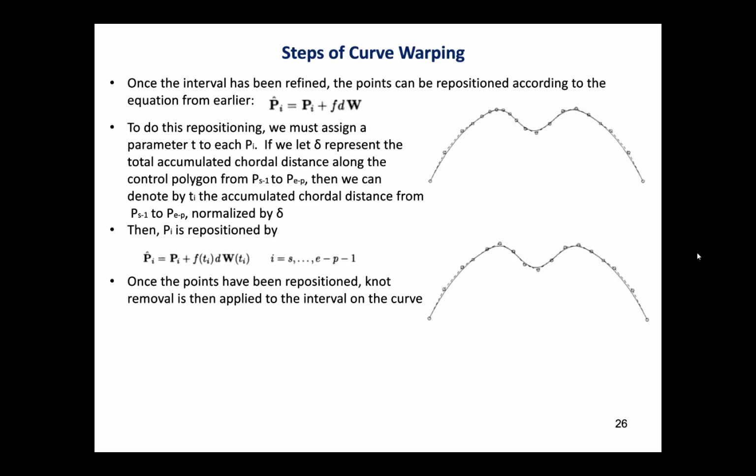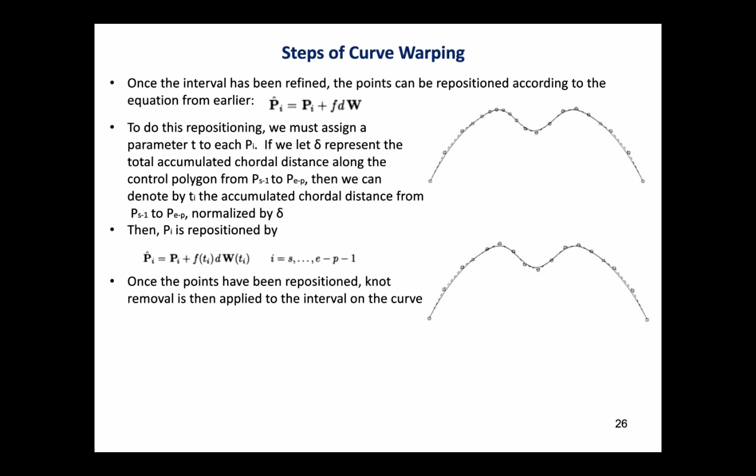Now, once the interval has been refined, the points can be repositioned according to the equation from earlier. To do this repositioning, we must assign a parameter t to each P sub I. If we let delta represent the total accumulated chordal distance along the control polygon from P sub S minus 1 to P sub E minus P, then we can denote by T sub I the accumulated chordal distance from P sub S minus 1 to P sub I, normalized by delta.